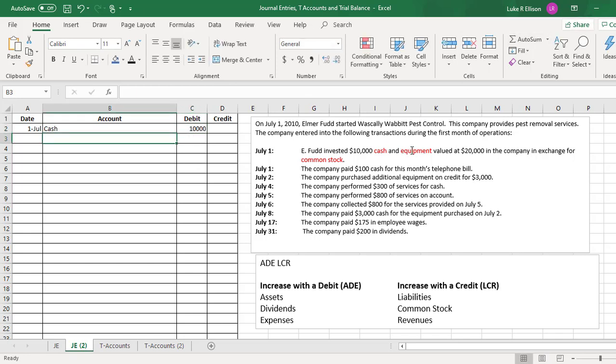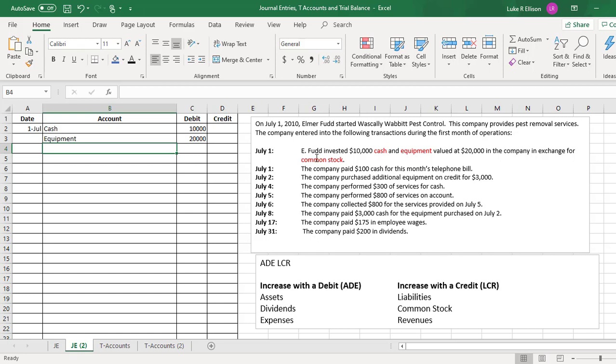Now, equipment's going to follow similar reasoning. The company is gaining $20,000 of equipment. So that means their equipment is increasing. So therefore, it's going to be an asset because equipment is also something you own or control. So we're going to have a debit to equipment for $20,000.